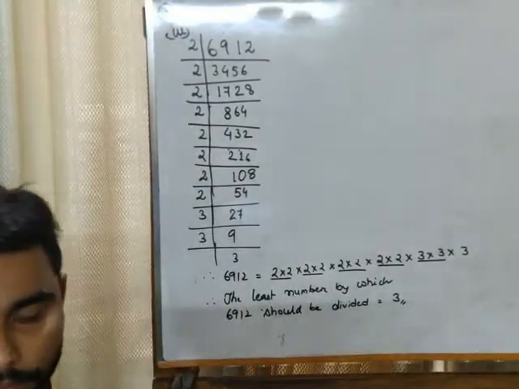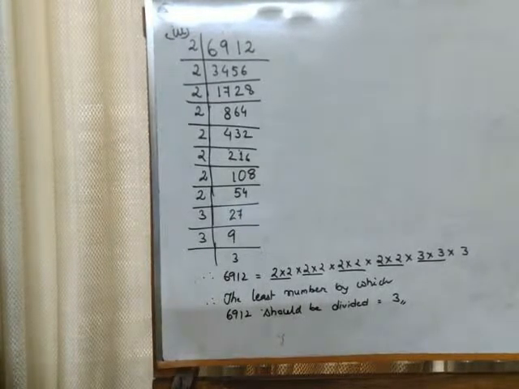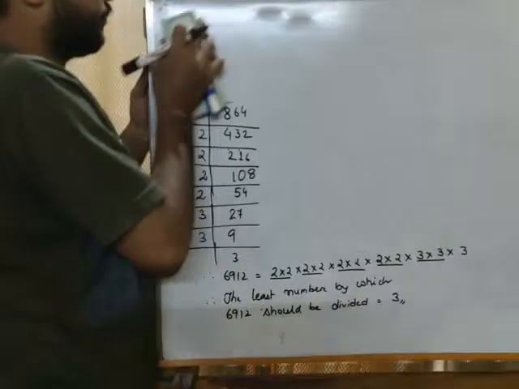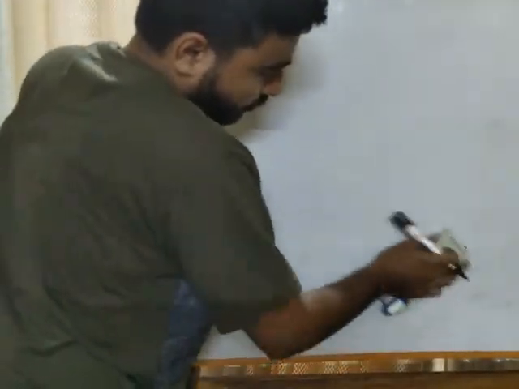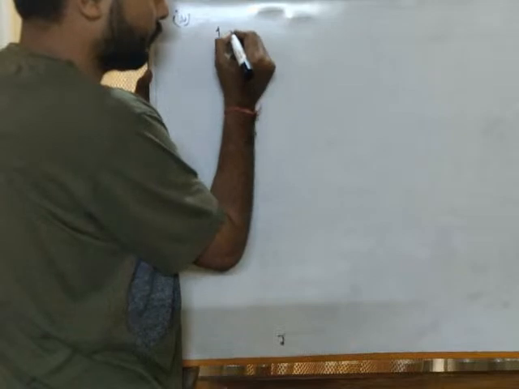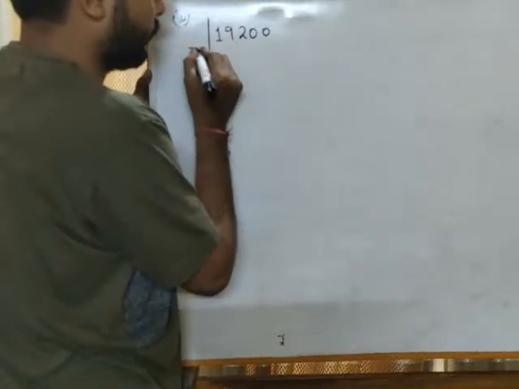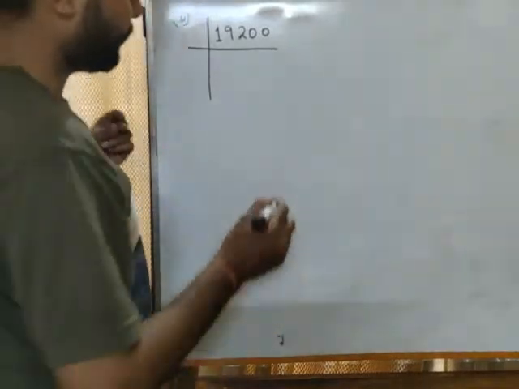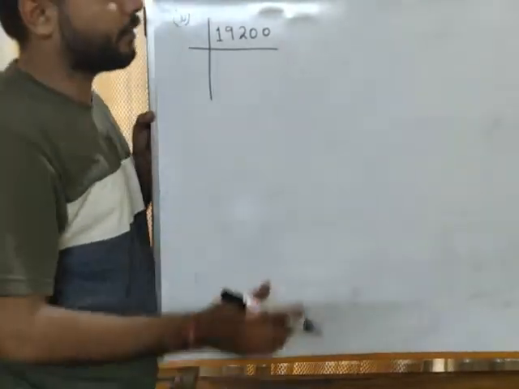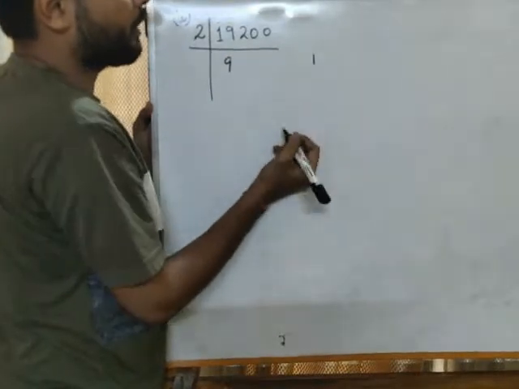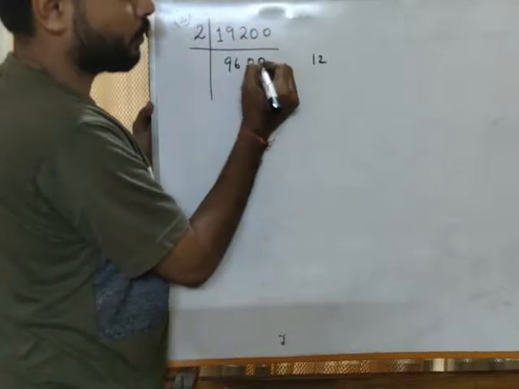So let's see the next number. 19200. So 19200 is again an even number. So in the table of 2, 1 won't be there. So 19, 9 times 18 remains 1, 1 to 12, 6 times and 20 times 0, 20 times 0.